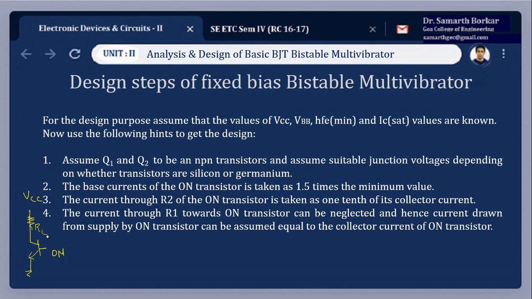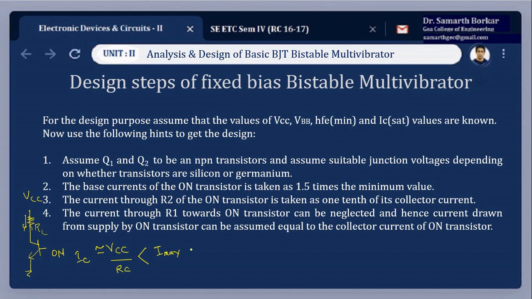How do we get that maximum value of collector current for any transistor? By referring to the data sheet. So RC must be chosen such that IC, that is the current passing through this circuit, is VCC by RC, which is less than the maximum permissible limit. The values of R1, R2 and VBB must be chosen in such a way that in one stable state the current is large enough to drive the transistor into saturation, while in another state the emitter junction is well below cutoff. So here are the design steps of fixed bias bistable multivibrator.